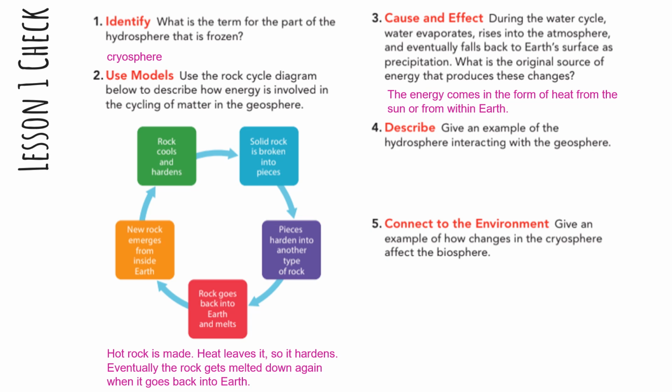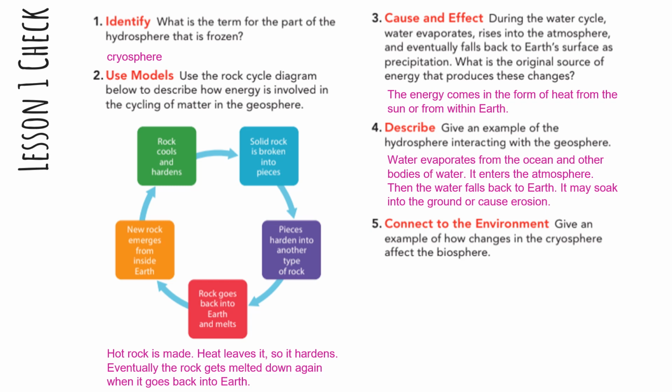4. Give an example of the hydrosphere interacting with the geosphere. So water evaporates from the ocean and other bodies of water. It enters the atmosphere, then the water falls back to Earth. It may soak into the ground or cause erosion. 5. Give an example of how changes in the cryosphere affect the biosphere. So when there isn't much ice in the polar regions, penguins and polar bears have less habitat. And that finishes lesson 1.